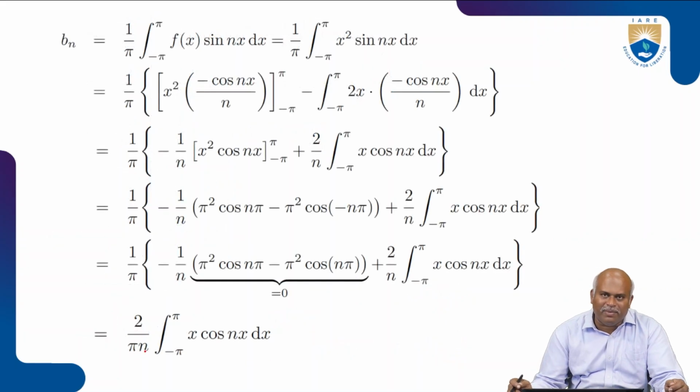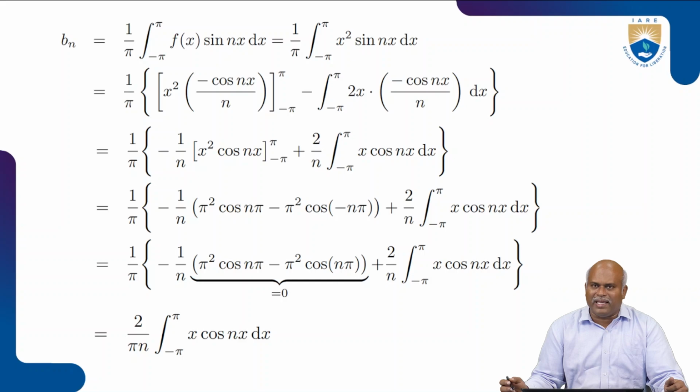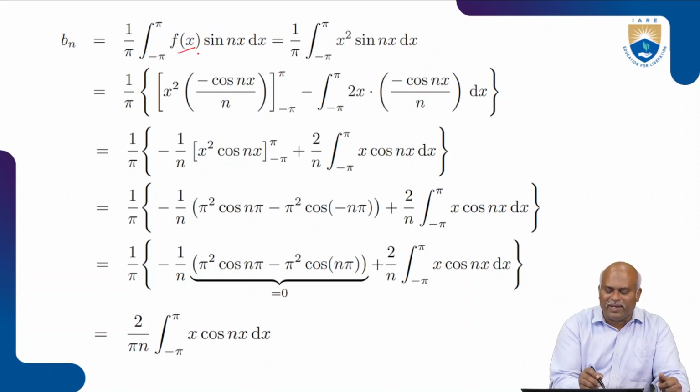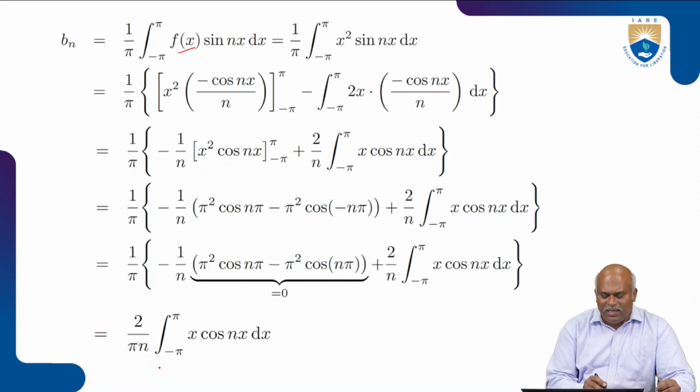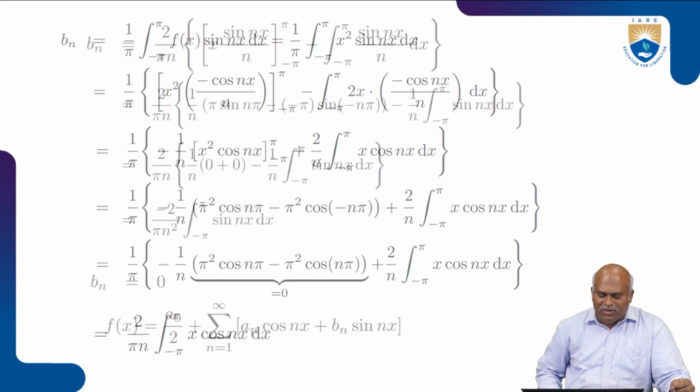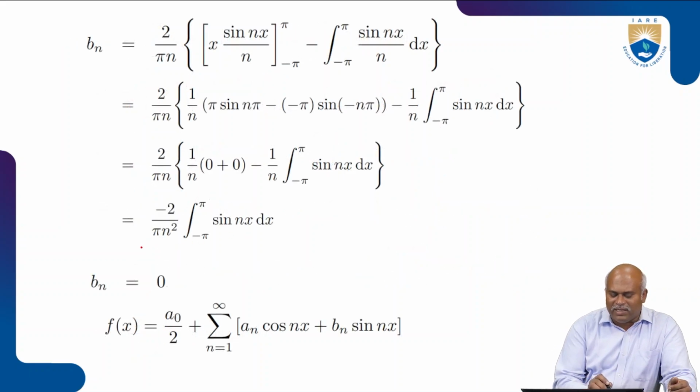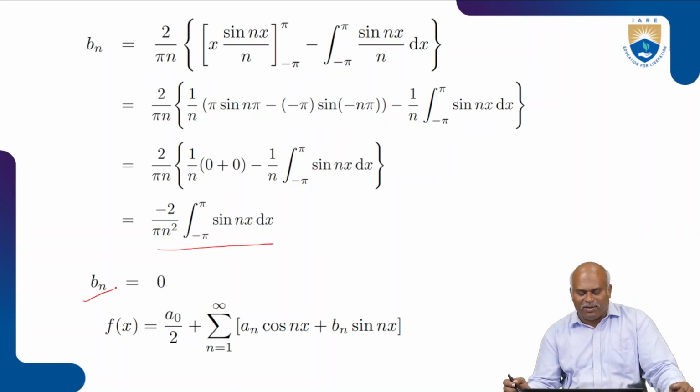In the same way, we find b of n also. b of n is equal to 1 by pi integration of minus pi to plus pi f of x sin nx dx. We substitute for f of x and then do the integration. After integrating and substituting the limits, we get b of n equal to minus 2 divided by pi n square integration of pi to minus pi sin nx dx. This value is 0, so b of n equal to 0.